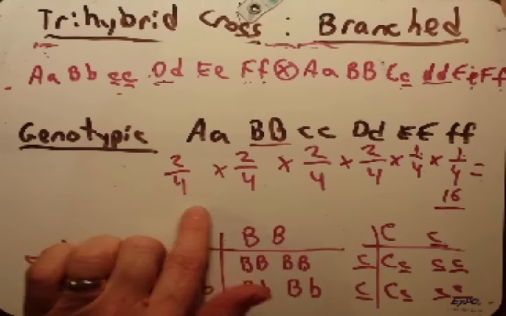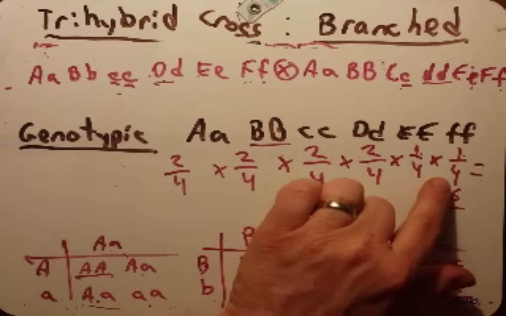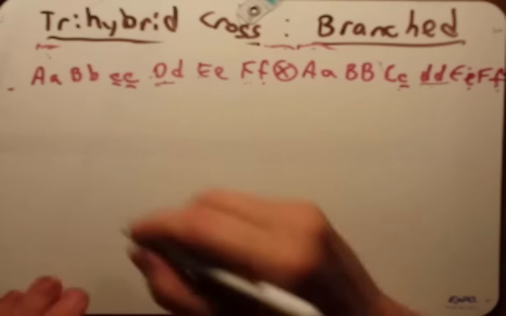4 times 4 times 4 times 4 times 4 times 4, and we get 4,096. On an exam, you could leave it just like this. You could also reduce it. I would accept either. And let's figure out a phenotypic ratio.